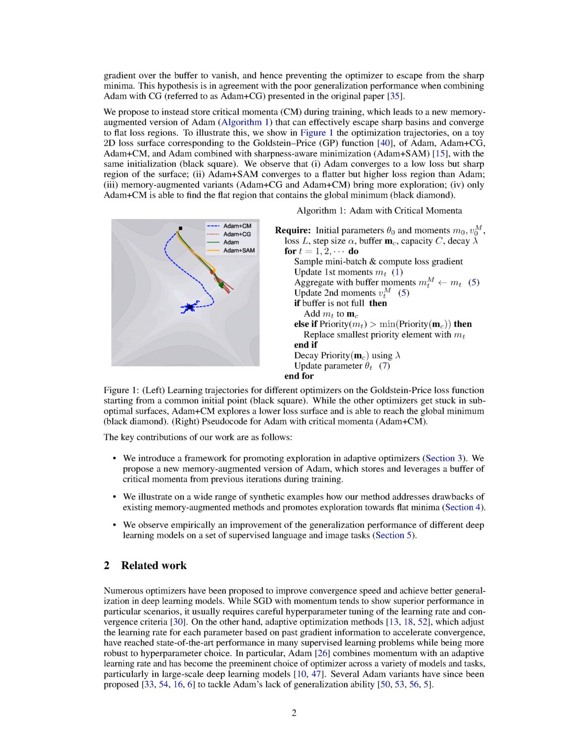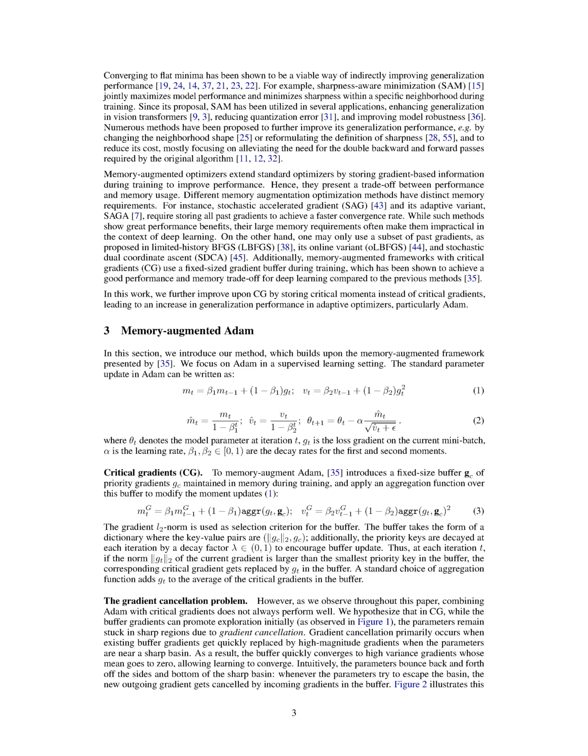For instance, sharpness-aware minimization, SAM, enhances model performance and reduces sharpness within a specific neighborhood during training. Since its introduction, SAM has been used in various applications, improving generalization in vision transformers, reducing quantization error, and enhancing model robustness. Several techniques have been proposed to further enhance SAM's generalization performance, such as altering the neighborhood shape or redefining the concept of sharpness.